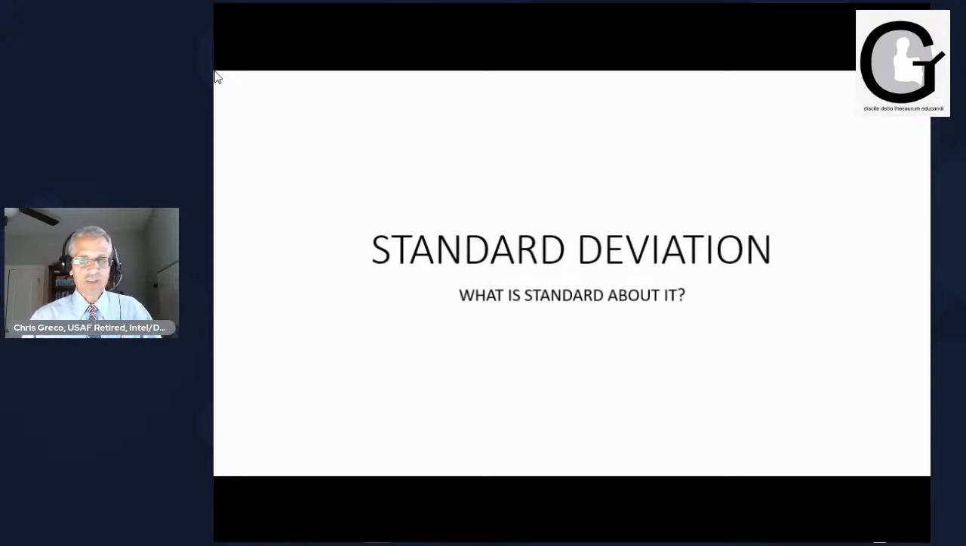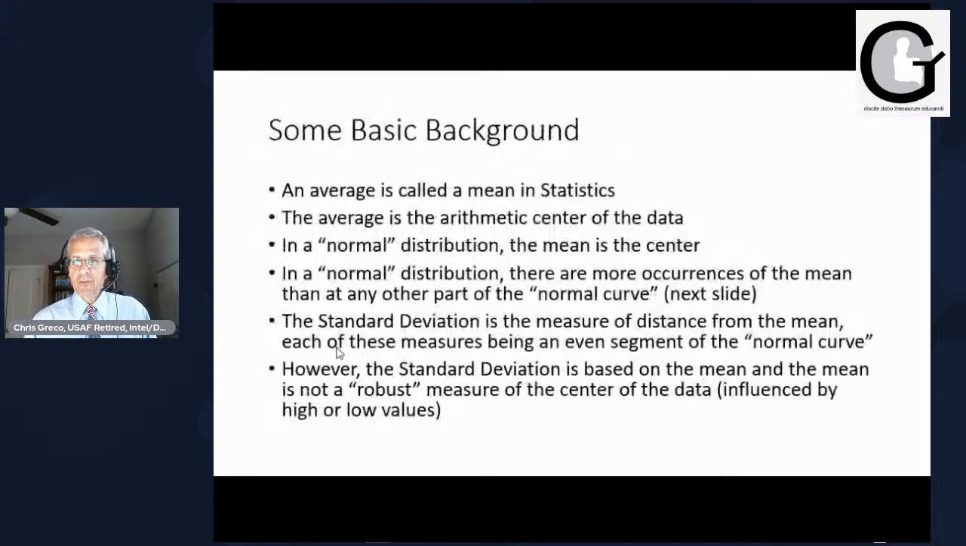Okay. So let's talk about standard deviation. So first of all, some basic background. The standard deviation is based upon the mean or the average. The average is the arithmetic center of the data. And it's really interesting because when I would teach statistics and I would mention arithmetic center, people would sit there and say, is there another type of center? Yes, there's the median. The median is the physical center of the data with the data being sorted. So all these things are taken into consideration.